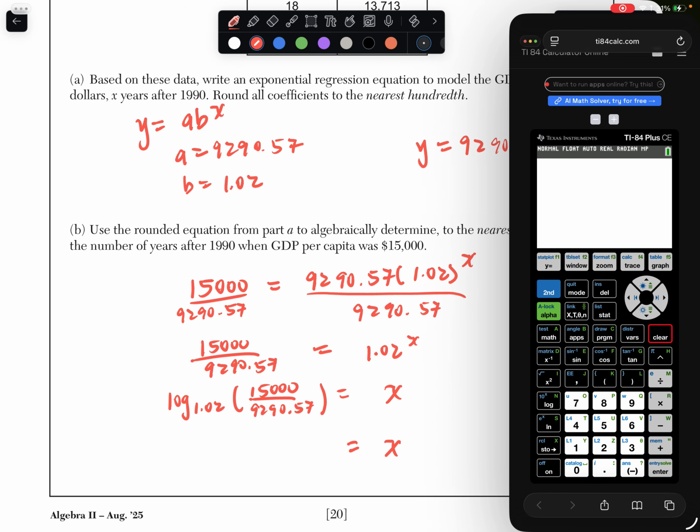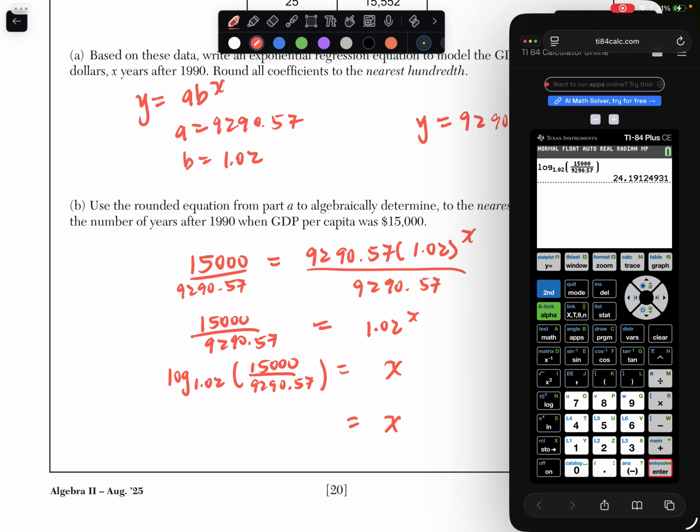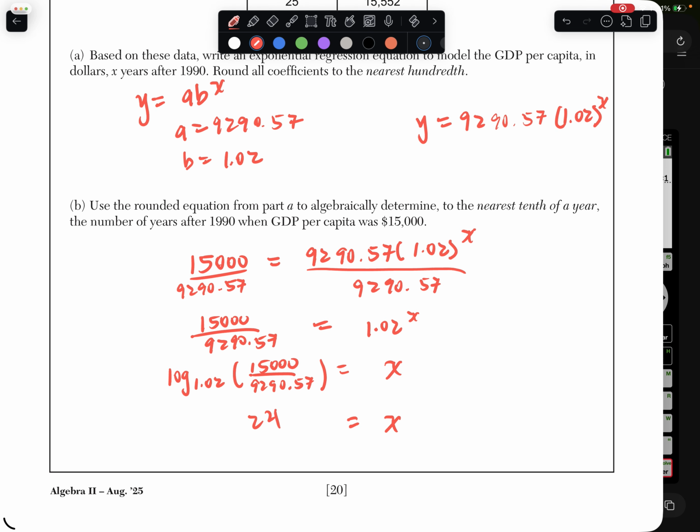If you need a little reminder how to get the log base something, you can either use change of base, which is log of something over log of the base. Or I like to just go to the calculator. I think on the TI-84 you can do it, but on the TI-83 you might not be able to. Log base 1.02 of 15,000 over 9290.57. And once you plug it in, you get x is equal to, rounded to the nearest tenth, 24.2 years. So yeah.